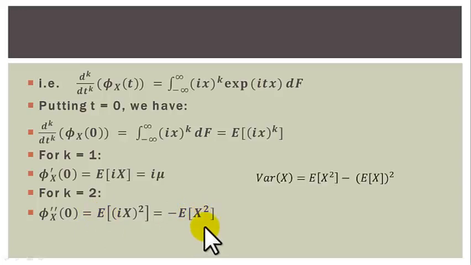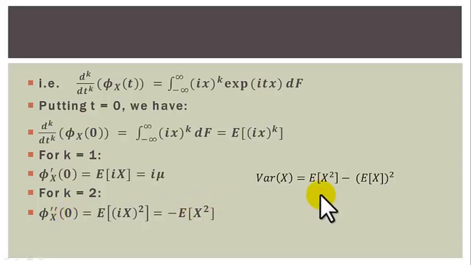From here, we can find the variance of X in terms of the characteristic function at t equals 0. We recall that the variance of X is defined as the expectation of X squared minus the expectation of X all squared. But the expectation of X squared, in terms of the characteristic function, will be equal to minus the second derivative of the characteristic function at t equals 0.